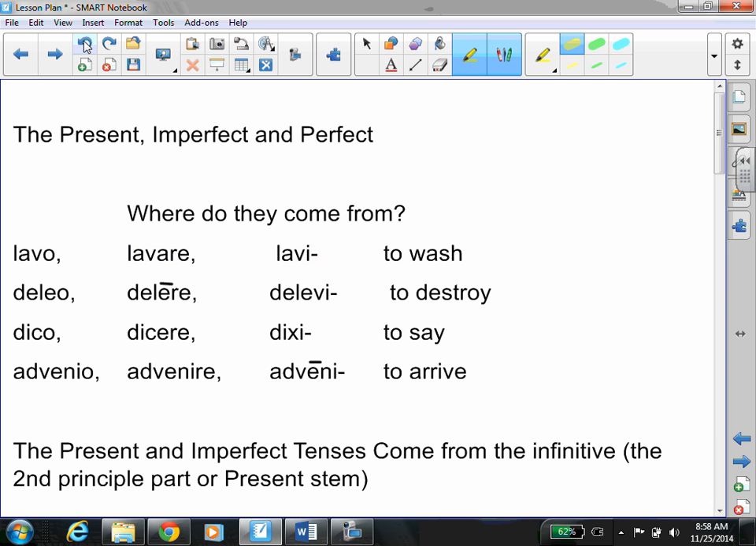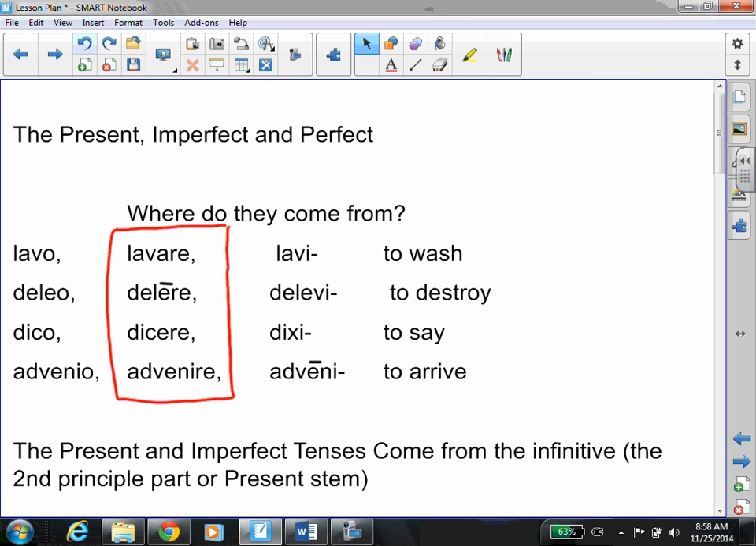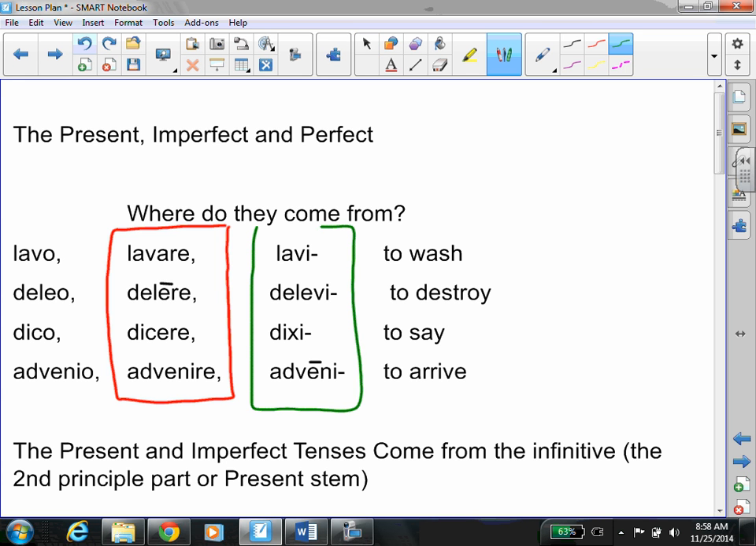If I look in my vocabulary checklist, this is exactly how these verbs are going to show up. They're going to show up as the present first person singular, the infinitive, your perfect first person singular, and then your definition. Now, so what? Well, what that means to me is I can tell which ones to use for the present and imperfect tenses and which ones to use for the perfect tense. That's really why they list all three of those.